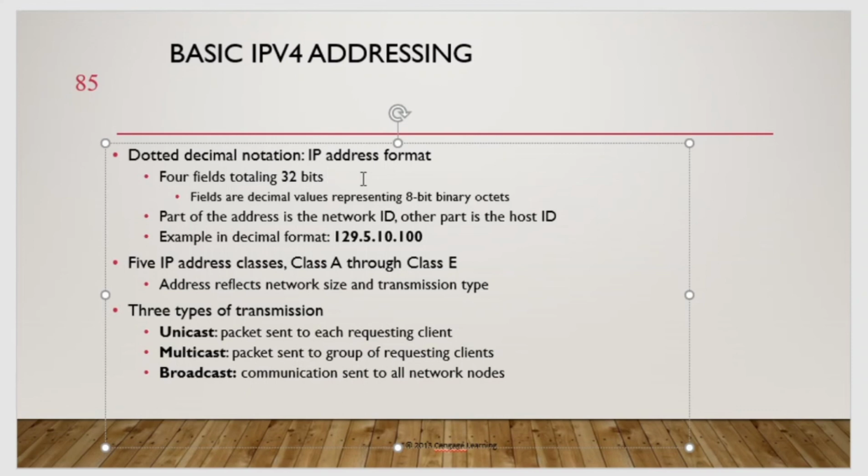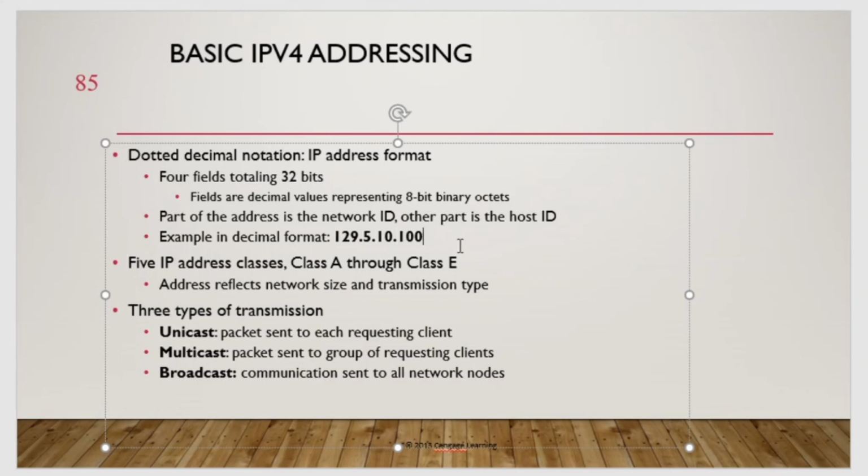Part of the address is a network ID and the other part is a host ID. Now, the IP version 4 address has 2 parts. The one is the network ID and the other would be host ID. Now, the 2 parts of that are very essential in subnetting. Example ng IP address is 129.5.10.100.